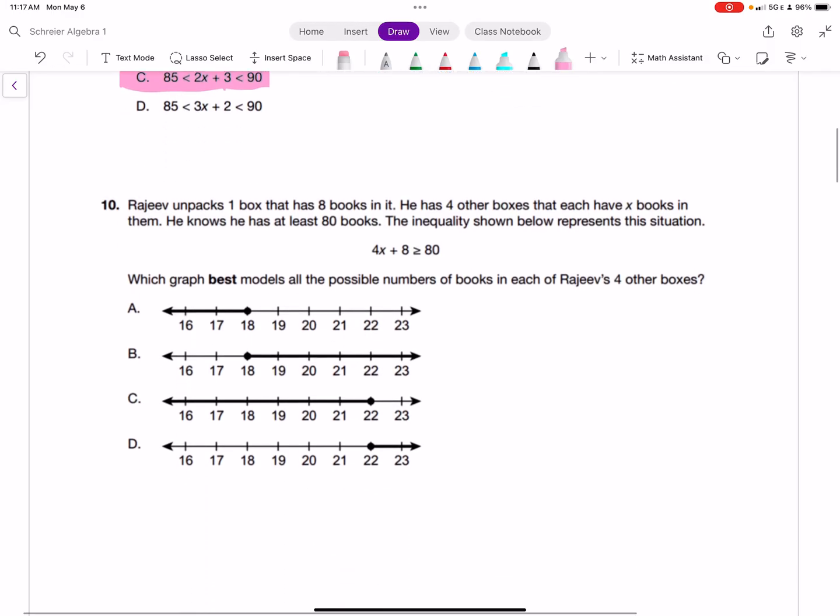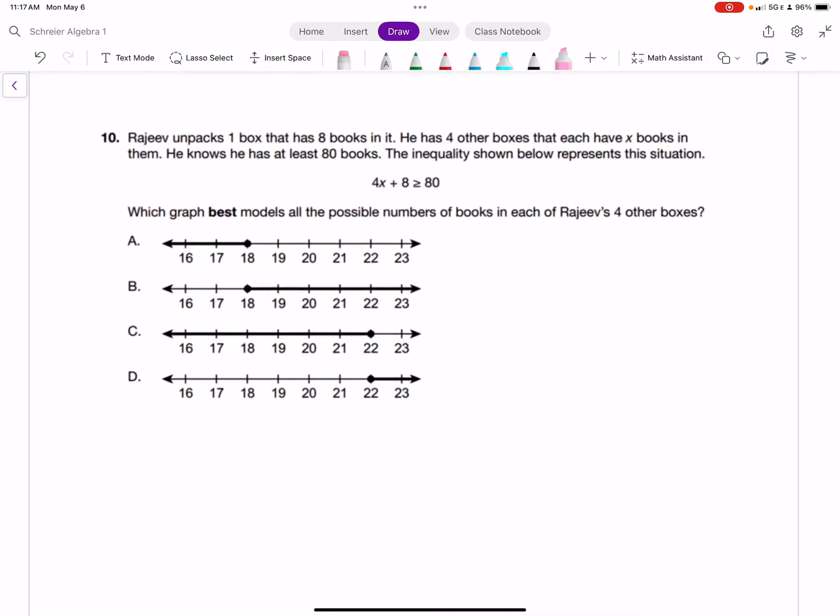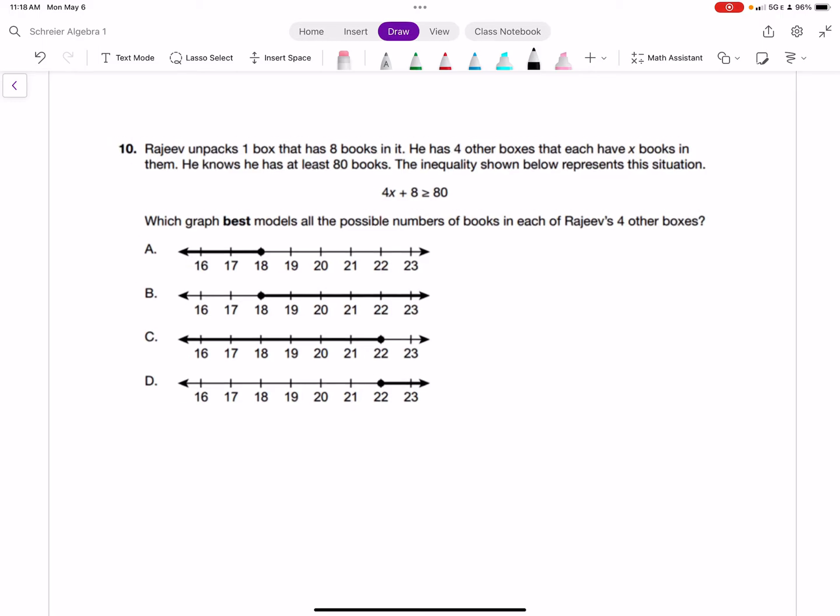In problem number 9, we have Rahiv, and he unpacks one box that has 8 books in it. He has 4 other boxes that have X books in them. He knows he has at least 80 books. The inequality below represents this situation. And then they ask which graph best models all the possible number of books in each of Rahiv's 4 other boxes. So we're going to basically solve an inequality. So we have 4x plus 8 is greater than or equal to 80.